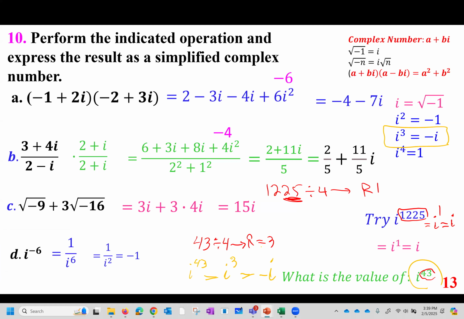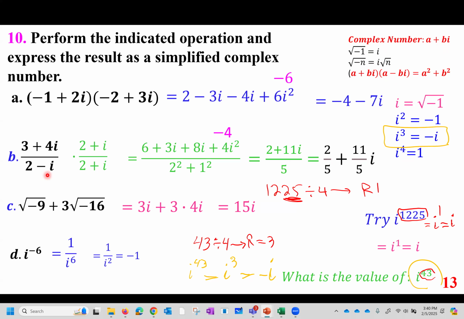So, a quick recap. Complex numbers are in the form of a plus bi. Square root of -1 is i. Therefore, square root of minus n is i square root of n. Because a plus b times a minus b is a squared minus b squared, a plus bi times a minus bi becomes a squared plus b squared. We need to know powers of i. i squared is -1. i cubed is -i. i to the power of 4 is 1. That helps us with simplification.